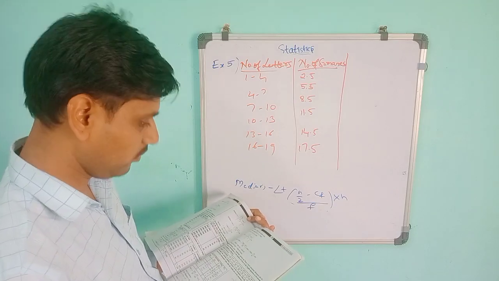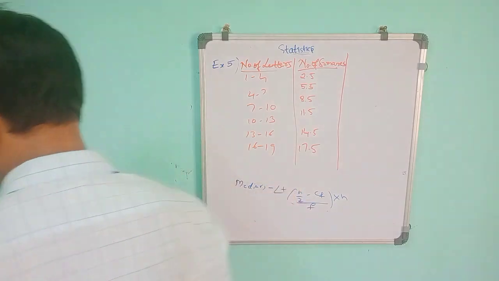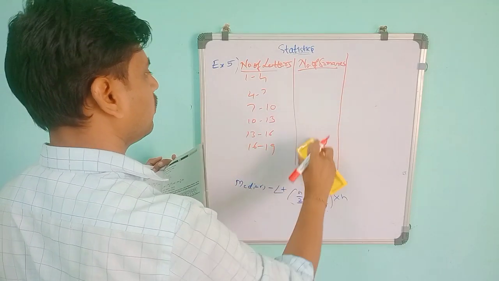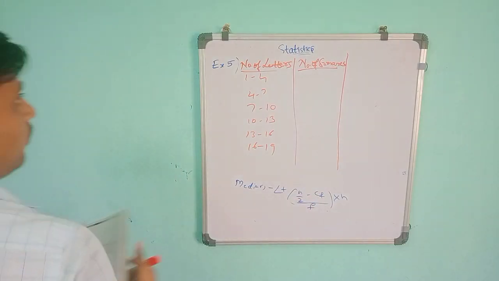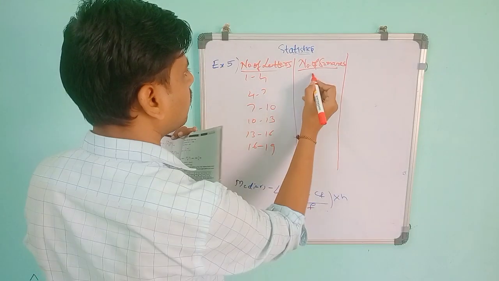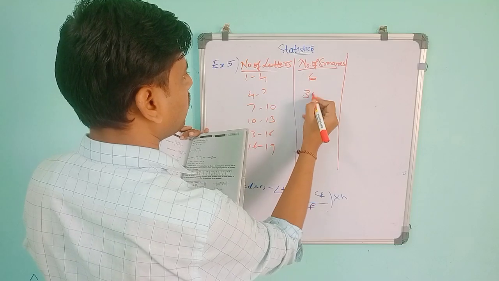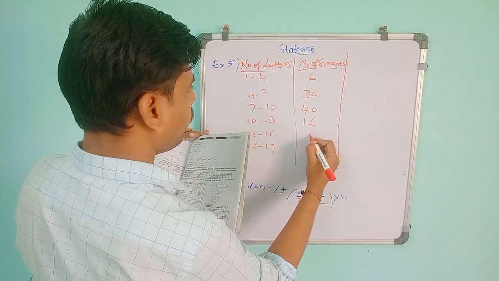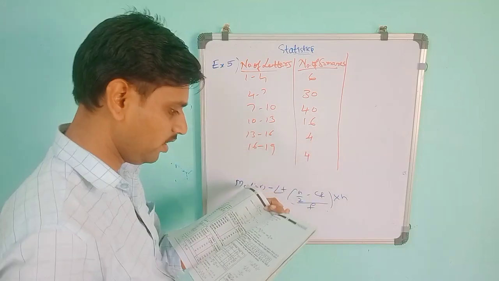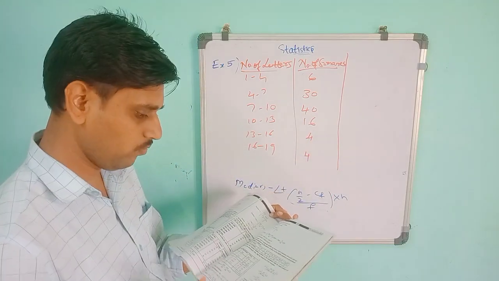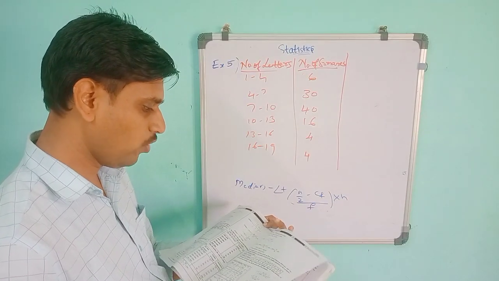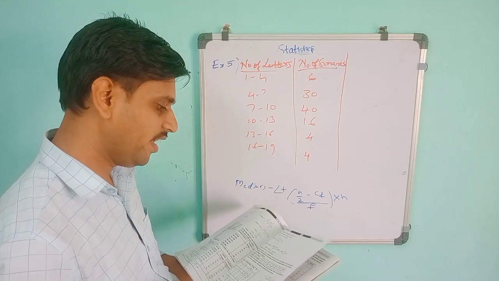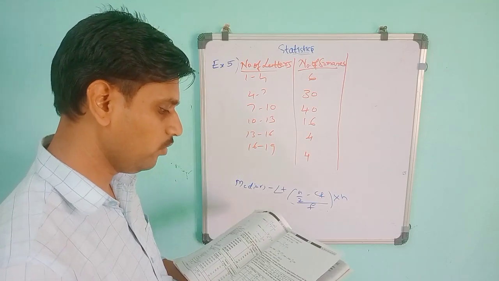Wait, I had written the midpoint values. So for the number of surnames it is 6, 30, 40, 16, 4 and 4. Then you have to find the median, mode and also the mean. Median and mode are easy, so I will do mean and median.